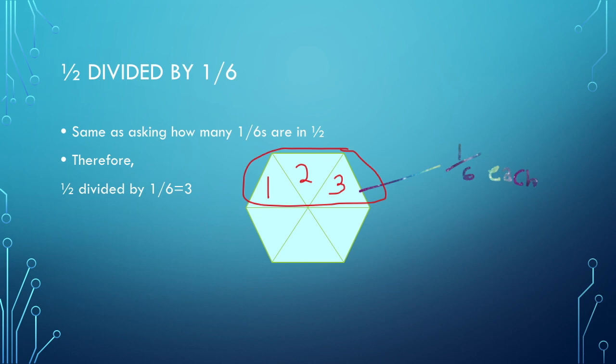Next, you have your 1/2 divided by 1/6. This is basically the same as asking how many 1/6 are in 1/2. Okay, so again, you have your 1/2 circled in red, and each triangle represents 1/6, and there are 3 of those triangles in the half, so 3 1/6. Therefore, 1/2 divided by 1/6 equals 3.